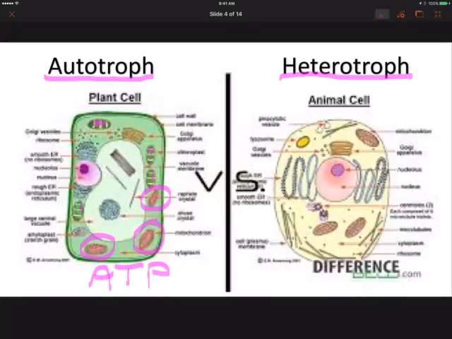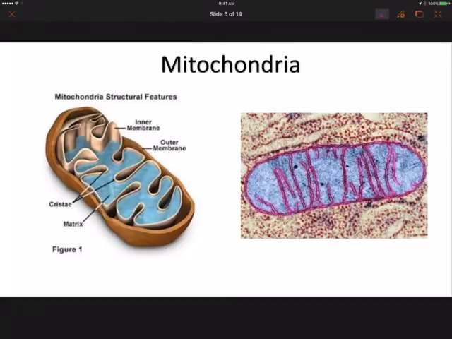The difference between an autotroph and a heterotroph is that heterotrophs, like you and me, have to eat to be able to get that glucose. So the glucose will enter our mitochondria, and that plus the oxygen that we breathe in is able to produce ATP. So autotrophs are able to produce their own glucose, and heterotrophs have to eat to get their glucose.